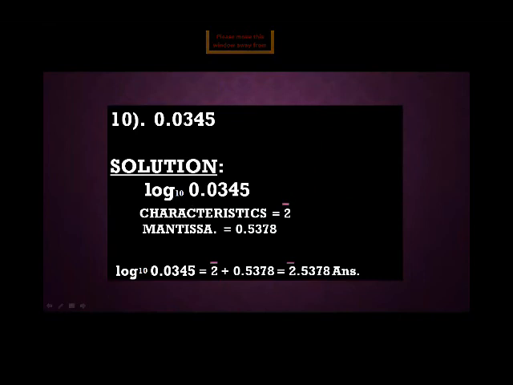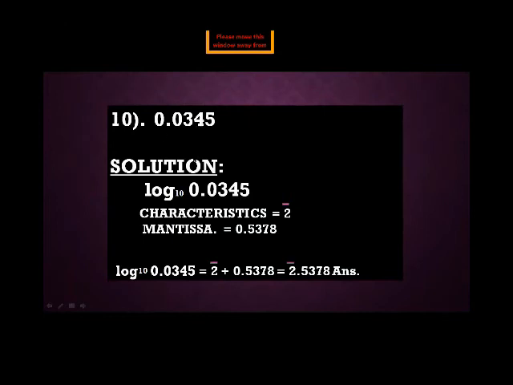Now move towards the next question, that is 0.0345. This number is less than 1. So its characteristic will be negative. How many zeros are there? There is 1 zero, so you will add 1. 1 plus 1 means 2. So its characteristic will be 2 bar.